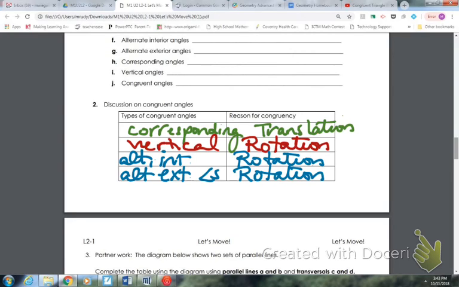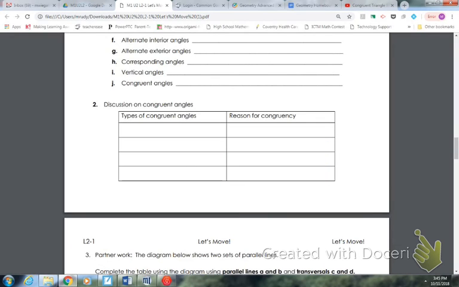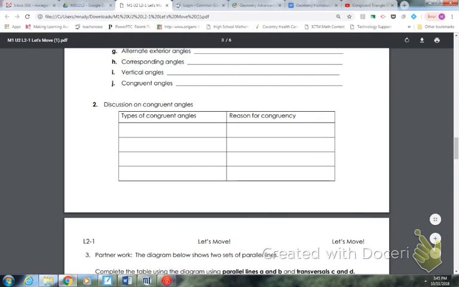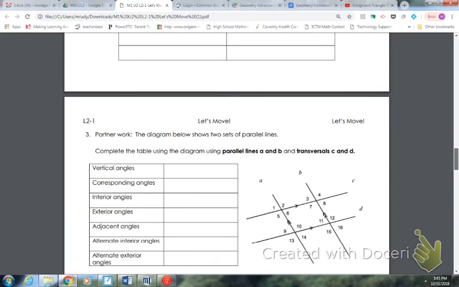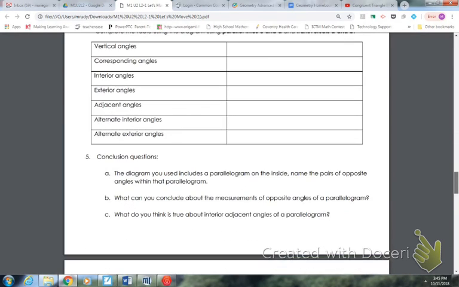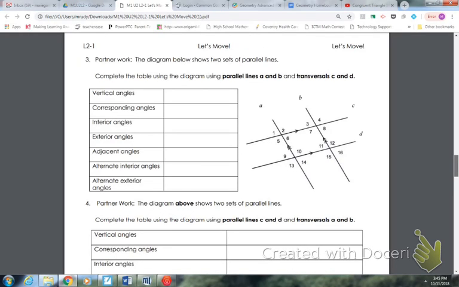Okay, so hopefully that gives you a basic idea of the different pairs of angles. What I'm asking you to do next is the back side, or the second paper, I should say, since I didn't get it copied front and back. You're going to do the Let's Move part 2 on this page, but you won't have a partner to work with. You'll be working on your own. This one gets a little more complicated.